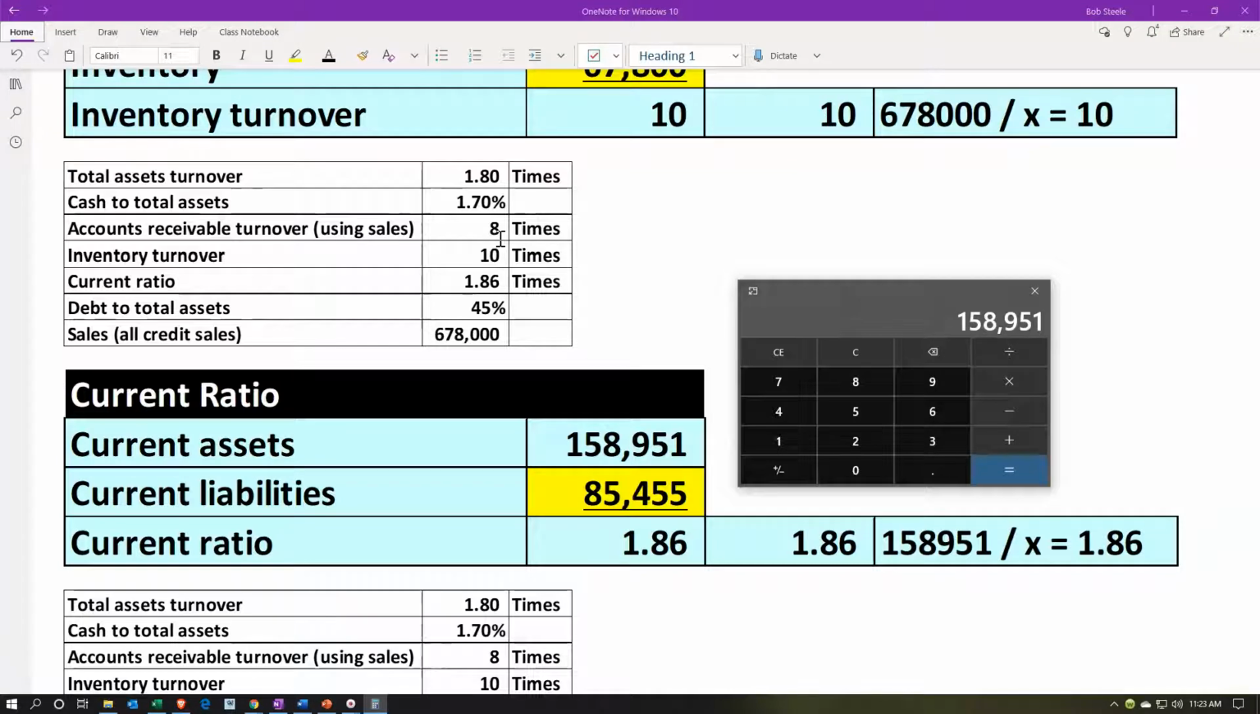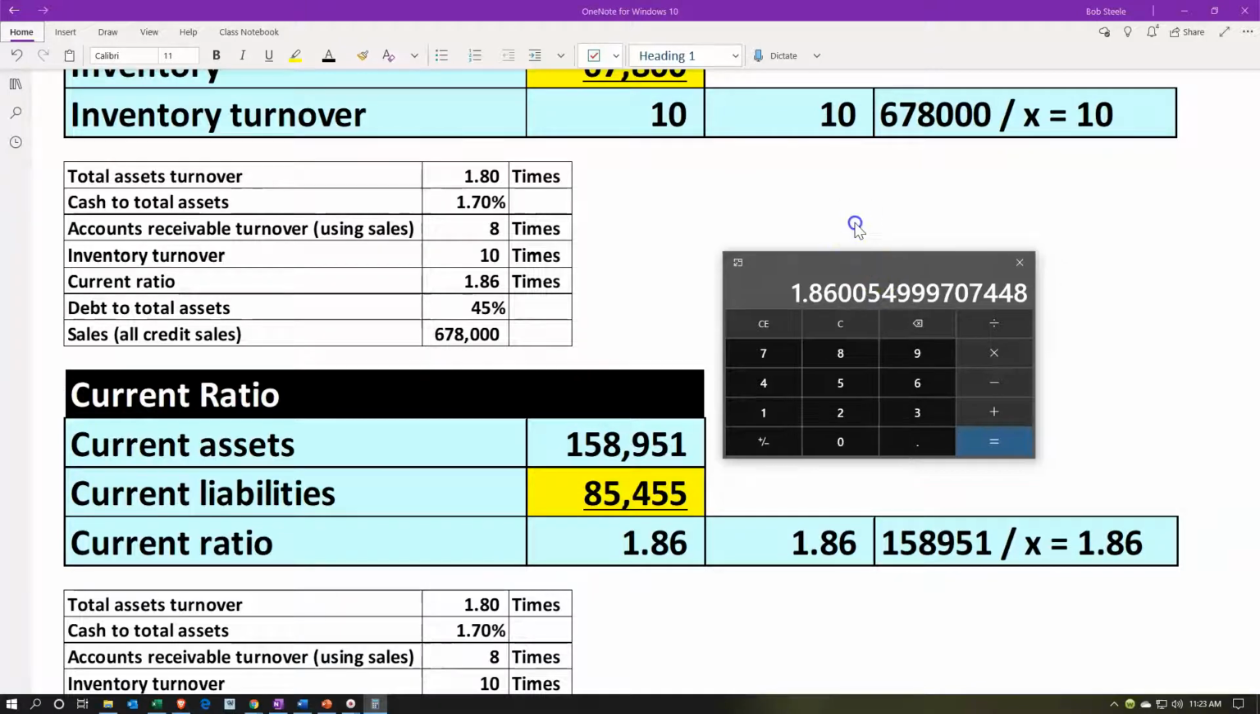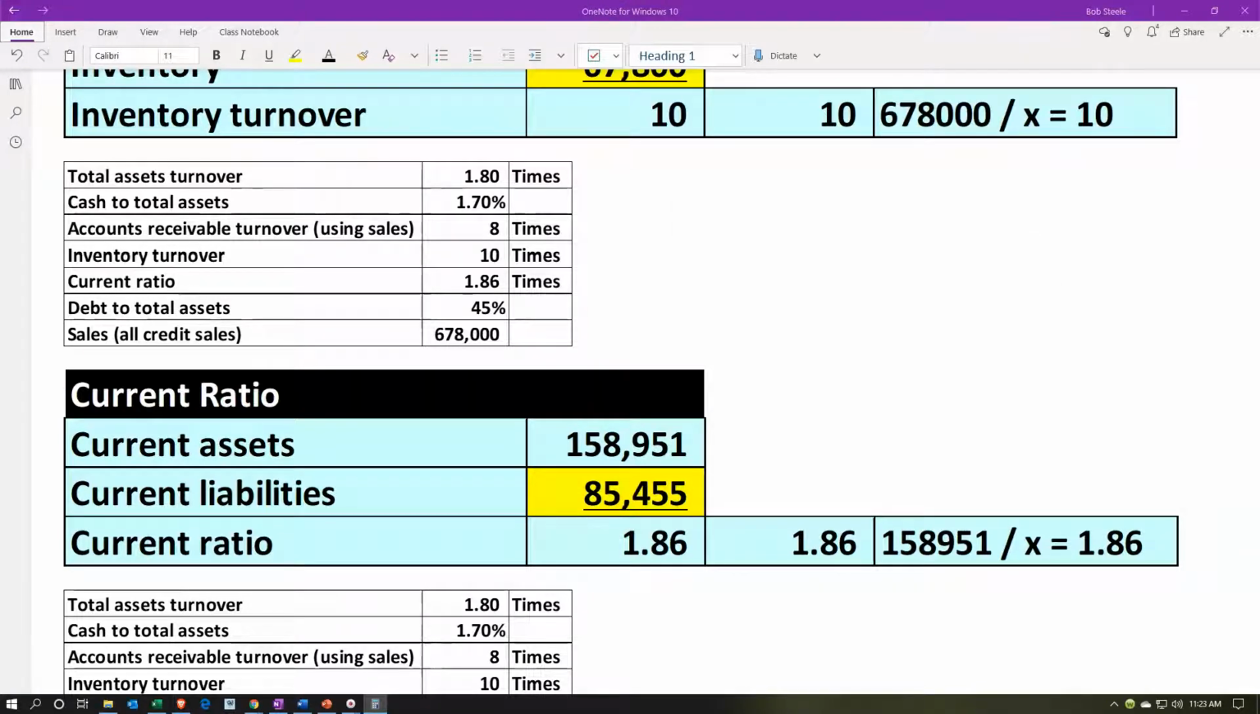158,951 divided by the 85,455, and you get to about 1.86, rounded out to like 5 decimals here. Because again, goal seek was used, estimating is going to be involved somewhere when you're calculating the ratio. So take a look at that tool on that.